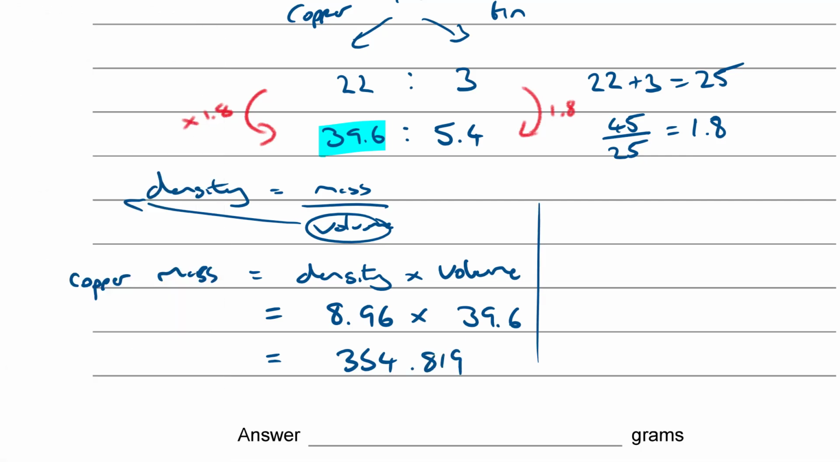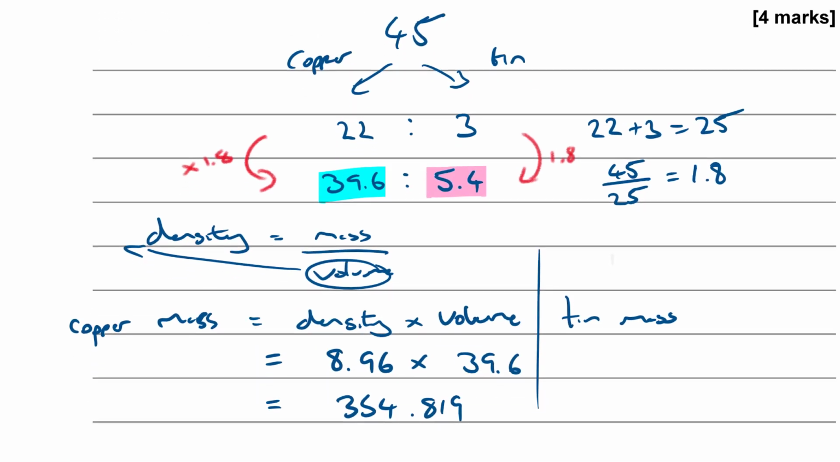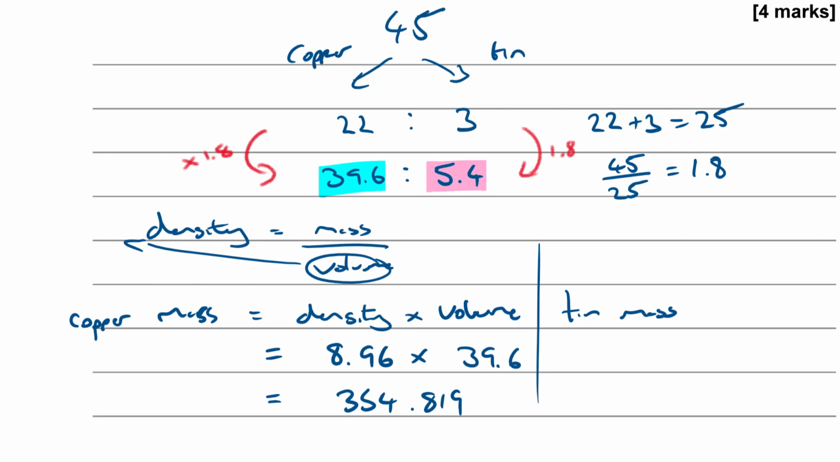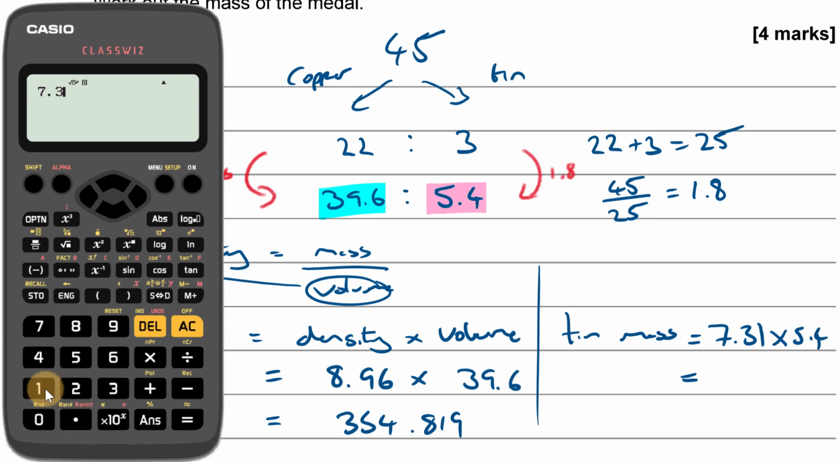And then this side I'm going to work out the mass of the tin. So the tin mass, what's that going to be then? So I know that for the tin, I've got a density of 7.31 grams per cubic centimeter. And we worked out that we had 5.4 cubic centimeters of that. So again, multiplying those two numbers together. So my density of 7.31 grams per cubic centimeter multiplied by my 5.4 cubic centimeters of tin. What's that going to give me? 7.31 times 5.4. It's going to give me 39.474.